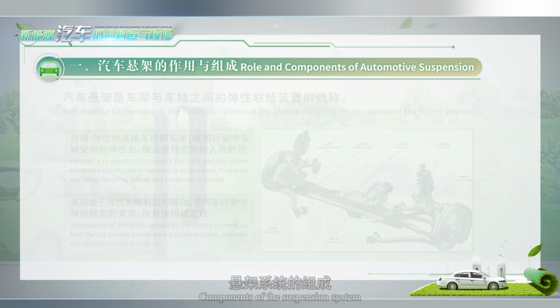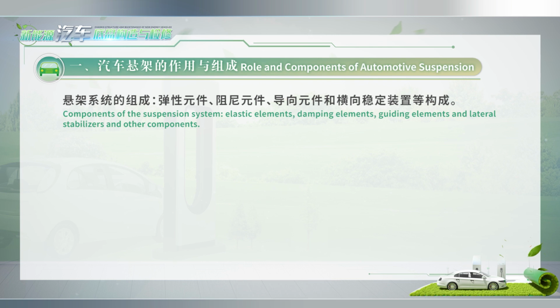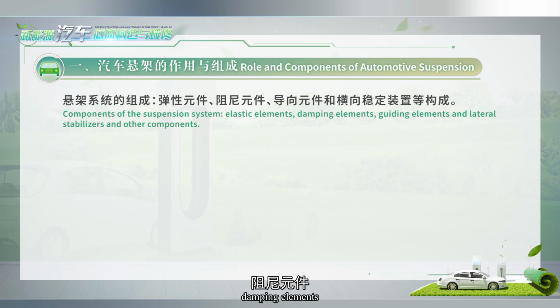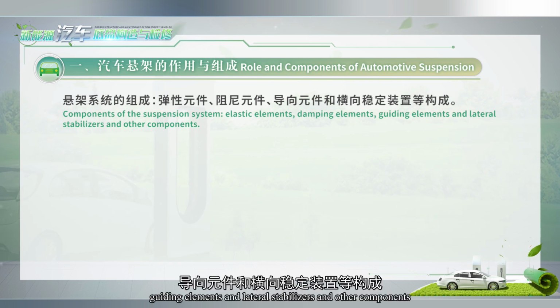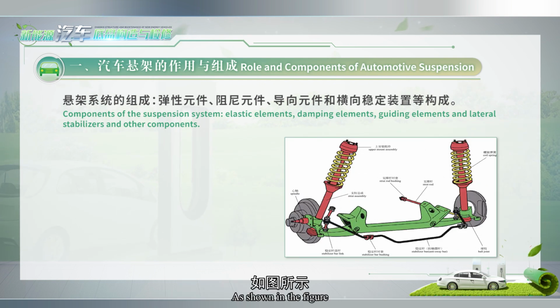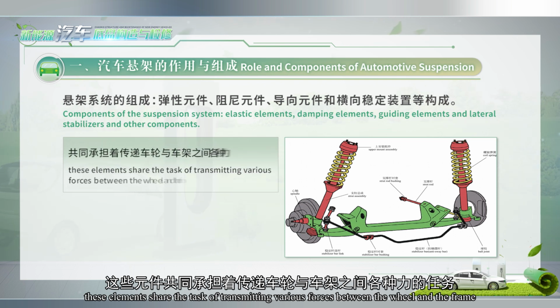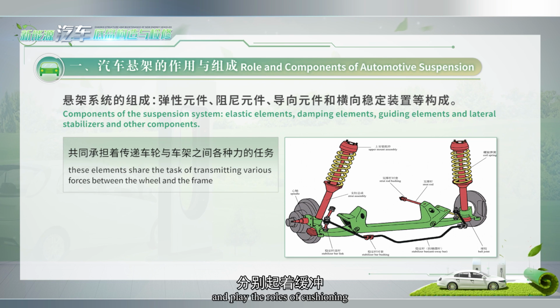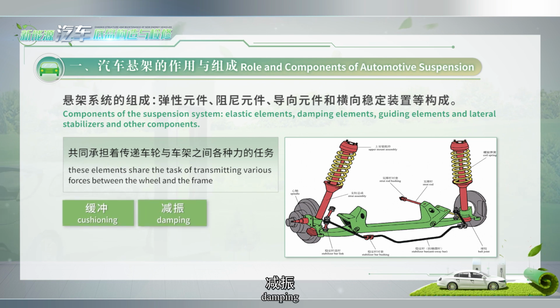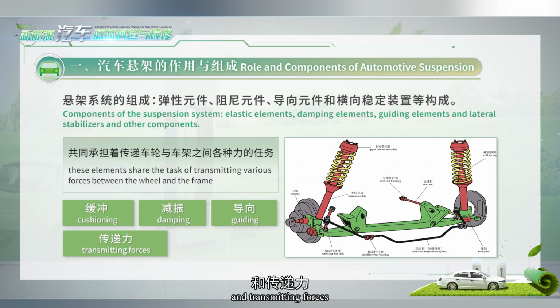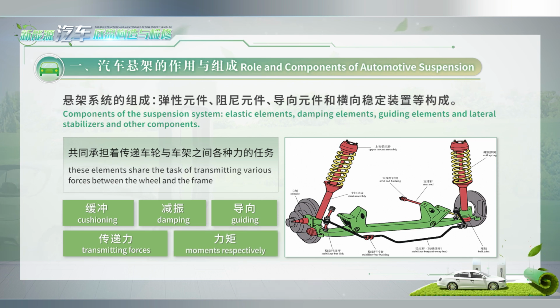stability of the maneuver. Components of the suspension system: elastic elements, damping elements, guiding elements, and lateral stabilizers and other components. As shown in the figure, these elements share the task of transmitting various forces between the wheel and the frame, and play the roles of cushioning, damping, guiding, and transmitting forces and moments respectively.